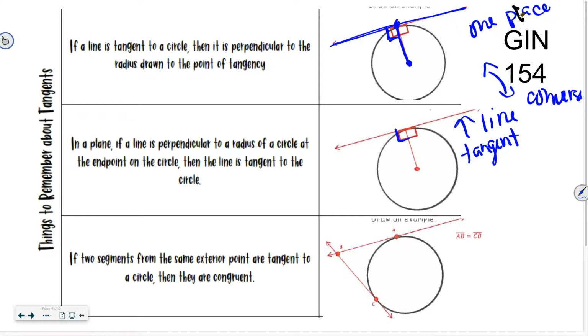Okay? And then the next one says, if 2 segments from the same exterior point are tangent to the circle, then they are congruent. So do you see A and C, how this line intersects the circle in one spot and this line intersects the circle in one spot? So both of these lines are tangent, which means from B to A and from B to C is the same amount. So AB equals CB because they are both tangent to the circle.